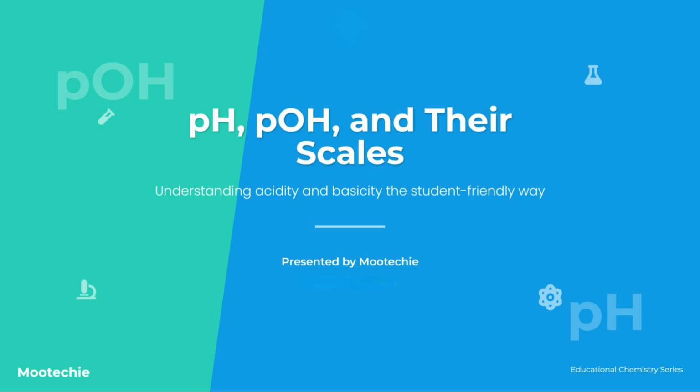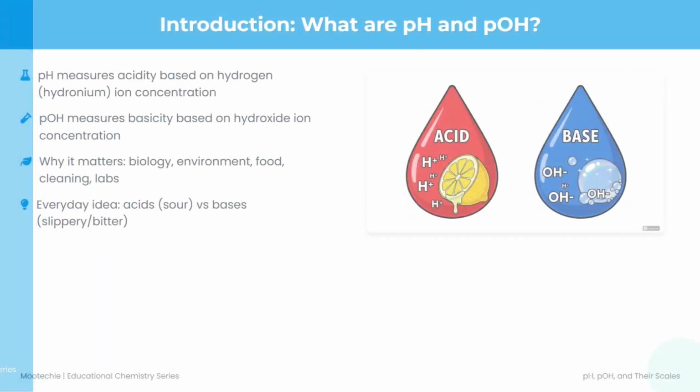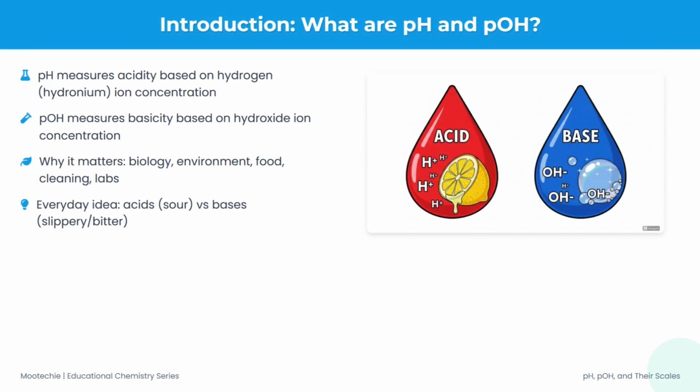Now, let's begin with an introduction to what pH and pOH actually are. pH measures acidity based on the concentration of hydrogen or hydronium ions in a solution. On the other hand, pOH measures basicity based on the concentration of hydroxide ions. You might be wondering, why does this matter?